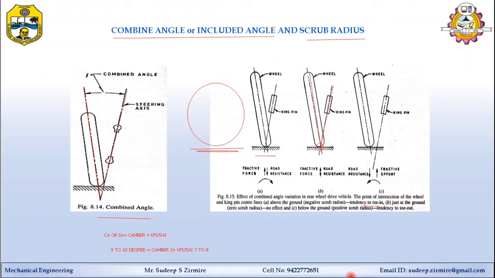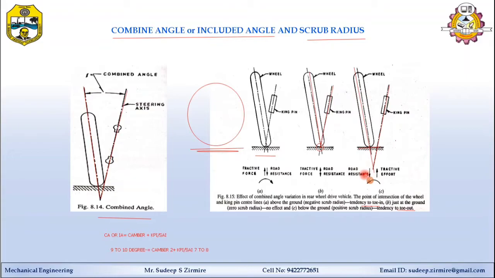And the next point is the condition where the scrub radius is positive. If the center line of the wheel and center line of the kingpin meet outside the wheel area, or meet below the ground, in that case it's called the positive scrub radius, or this condition is called the toe out condition. Here toe out condition is clearly mentioned.